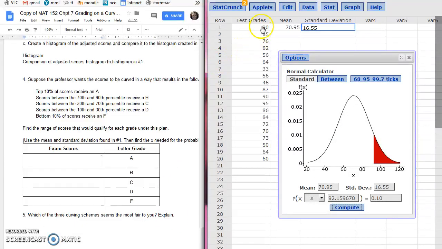All of our scores are whole numbers, so we're not going to have any that are 92.15. What we have to decide is if we're going to use 92 or a 93 as the cutoff point. Now 92 would actually be too small, so for the first one, we're going to round it to 93. So all exam scores that scored 93 and above are going to receive an A.